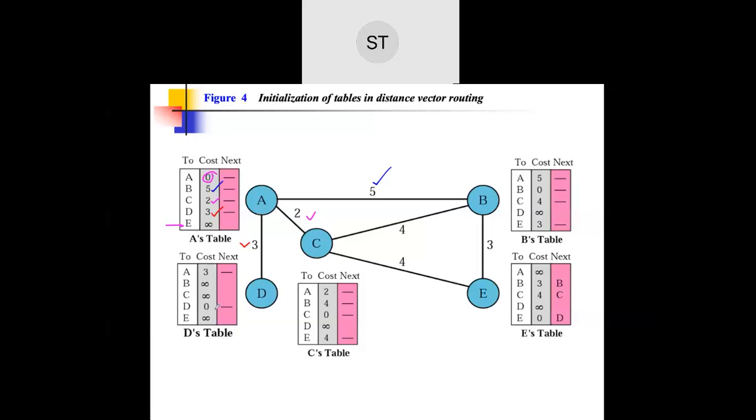Now after that what happens? The process is called exchange of table. All the routers in the network start exchanging tables. B will exchange the table with A, D will exchange the table with A, C will exchange the table with A. From B it will find that E is connected at 3. So it will put the entry for B as 5 and 3, 8. Sorry, previously I had written 9, that was wrong.